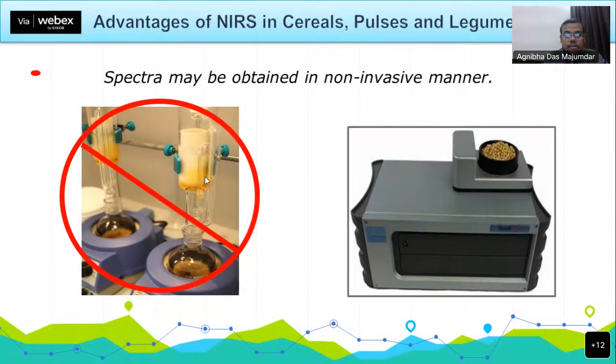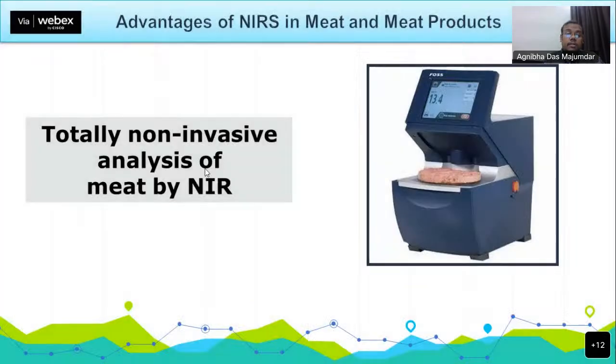Also, this is a pictorial picture of the Soxhlet method that I have told you about for fat analysis. We can get the result of the fat content present in cereals, pulses, legumes, any food products or any fruits with the help of the NIR spectrometer in a fraction of a second. So it's a very rapid method, and it's also a non-destructive method.